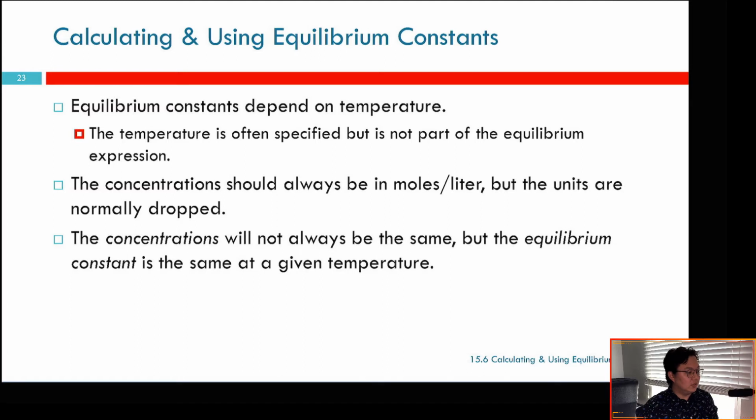The concentrations for these equilibria will not always be the same, but the equilibrium constant is the same at a given temperature. So the ratio between the two things will always stay the same. And that's what the equilibrium constant is: it's a ratio between products and reactants.